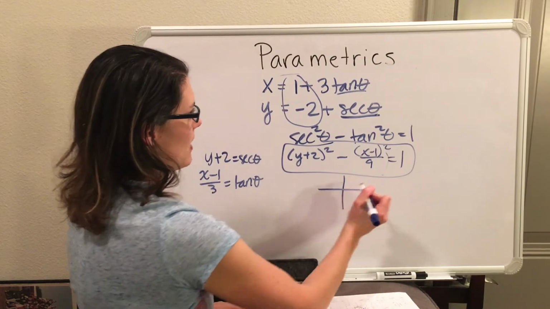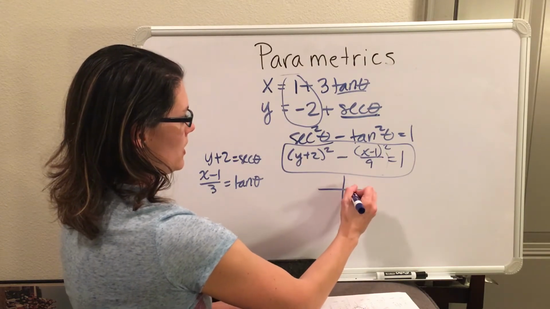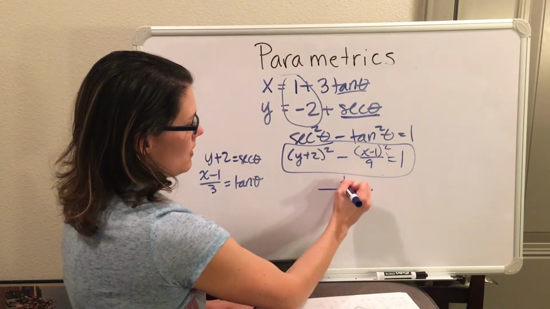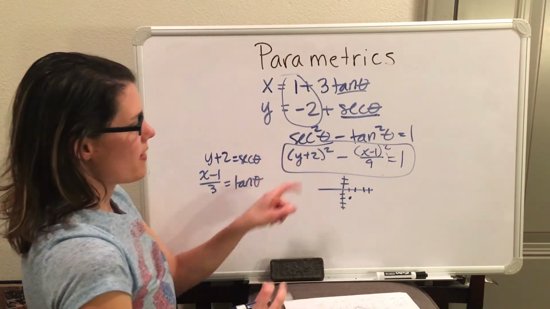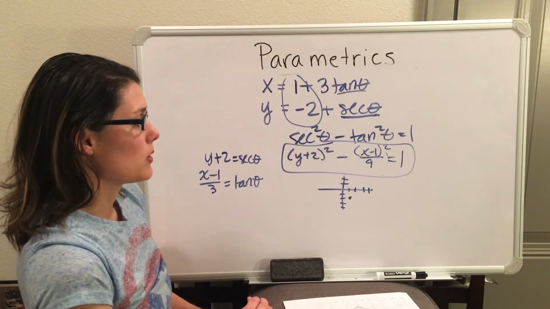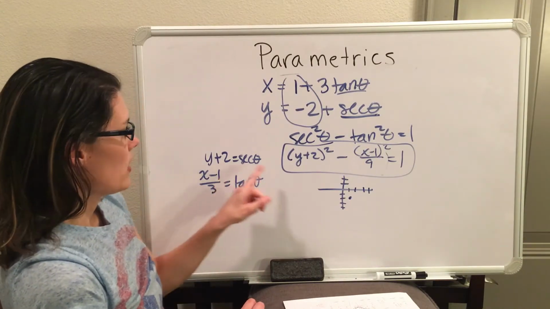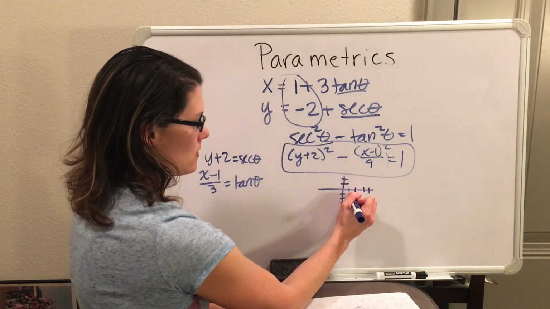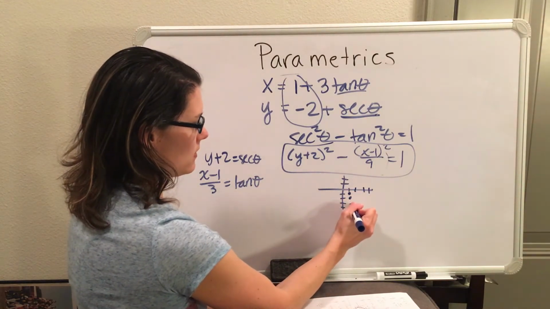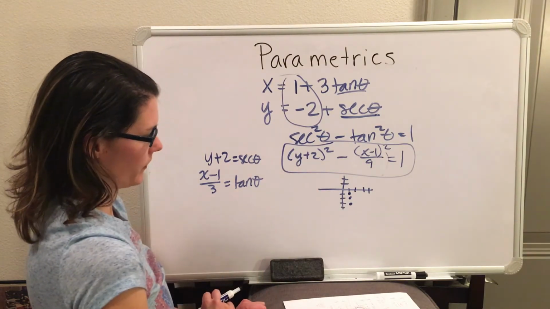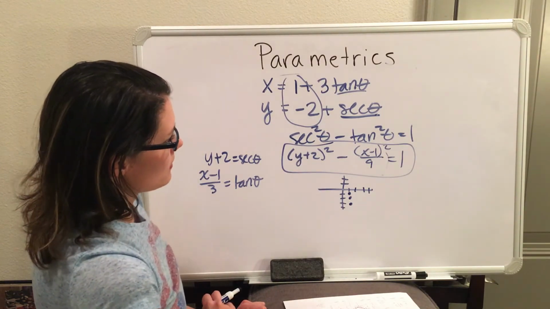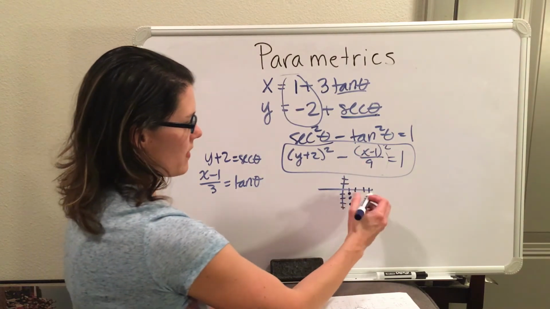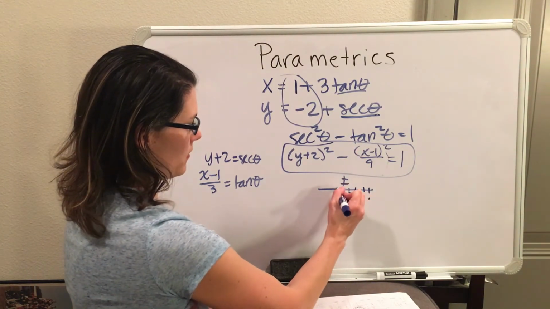So if you graph this, you have the point 1, -2. That's your center. Since the y value is first, this is a vertical hyperbola, and since it's divided by 1, I'll be going up 1 and down 1. And then also, the x is over 9, and so your b value will be 3, to the right 3.